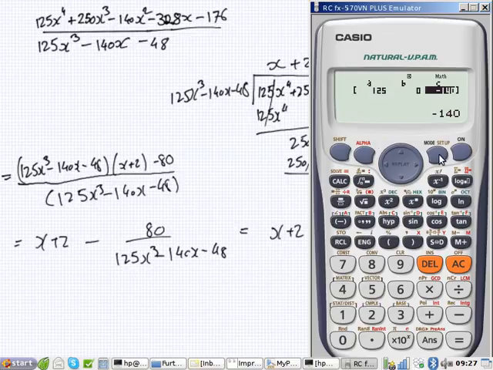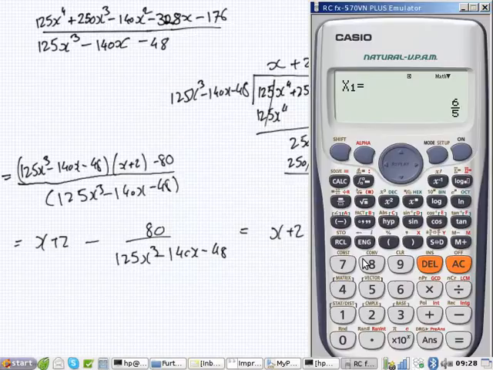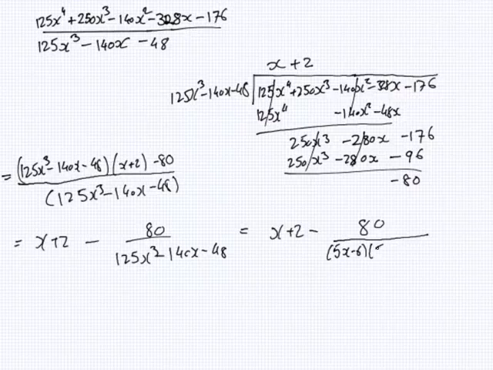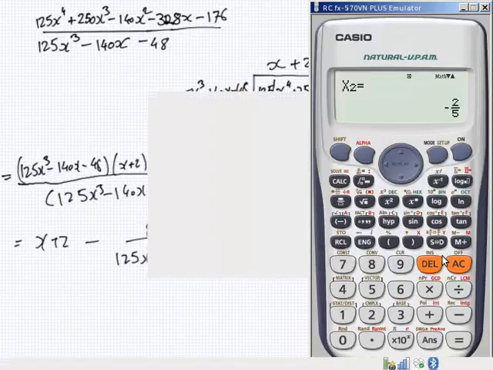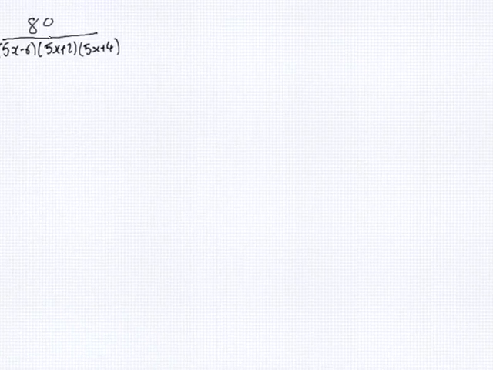Oh, wrong mode. Mode 54. Yeah. 5x minus 6. 5x plus 2. 5x plus 4. Like this. Okay, to the side now. A.